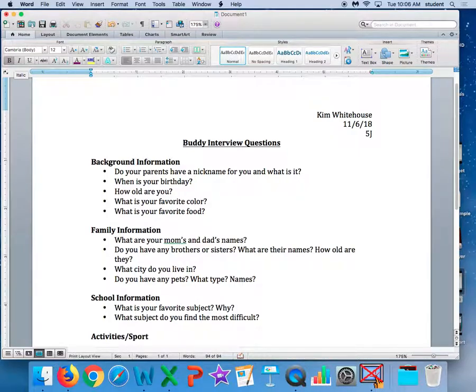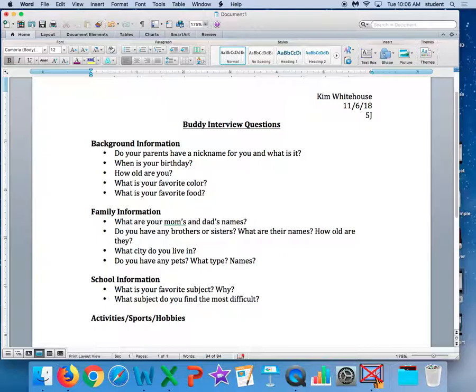Activities, sports, hobbies. This is where you're going to ask, do you play any sports? What's your favorite sport? Do you play a musical instrument? If you don't, what would you like to play in the future? Do you belong to any clubs? Running club, chess club, ski club? What do you like to do after school in your free time? And you're going to write those down.